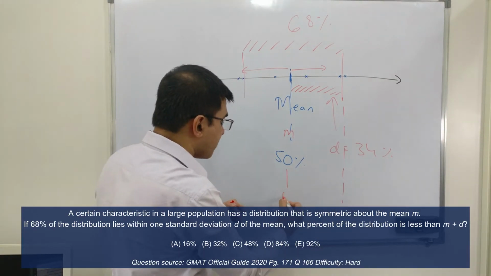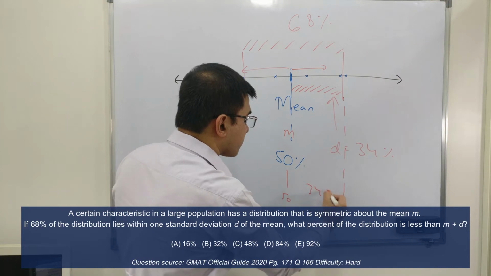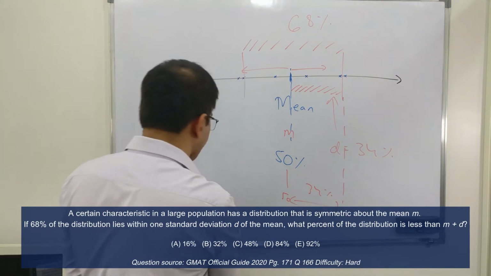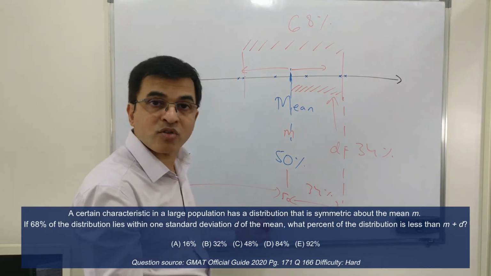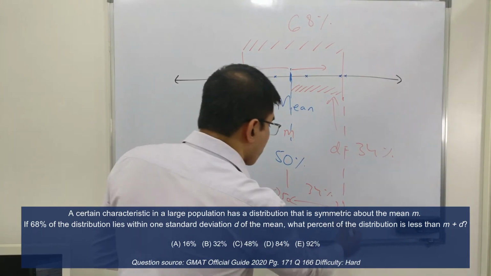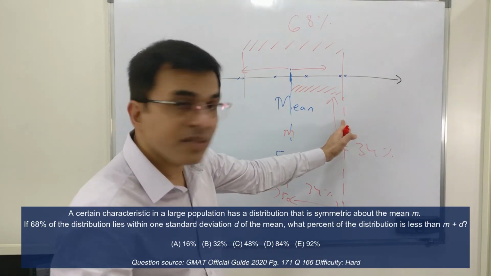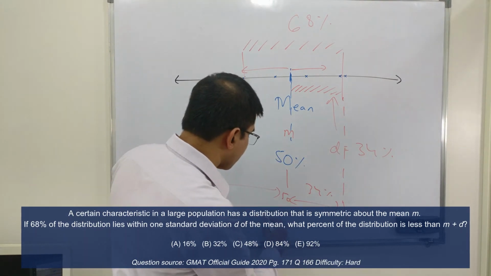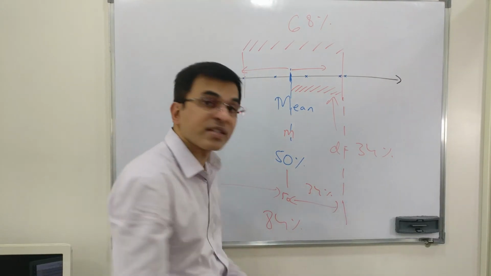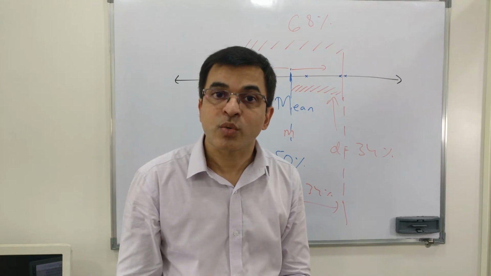This is at the 50% mark. This is another 34% out here. This entire thing was already 50%. So the total that we are covering, which is less than M plus D, this point, is 50 plus 34, which is 84%. That is the answer to the question.